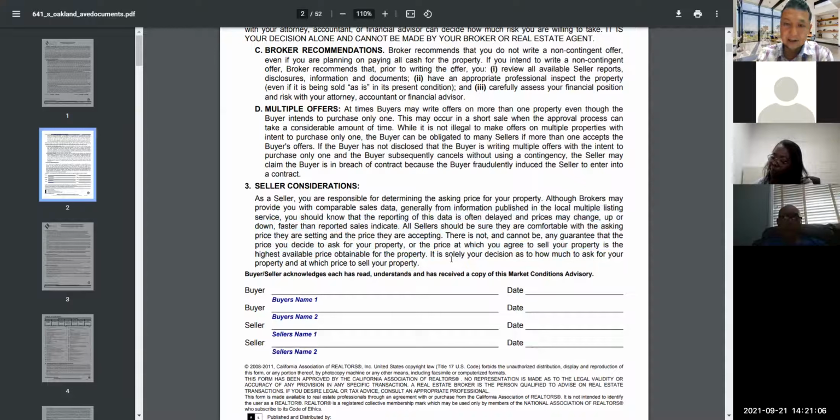It is the seller's decision how much to ask for the property, setting that price, even though they always ask the realtor, what do you recommend we price it at? That's why I give a range, you guys. I write 750 to 800,000. And it depends on how aggressive and how fast you want to sell it.